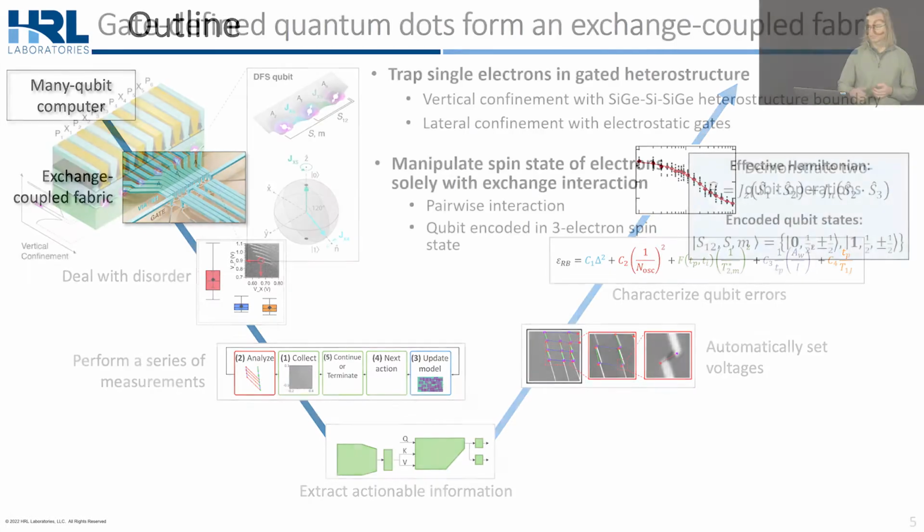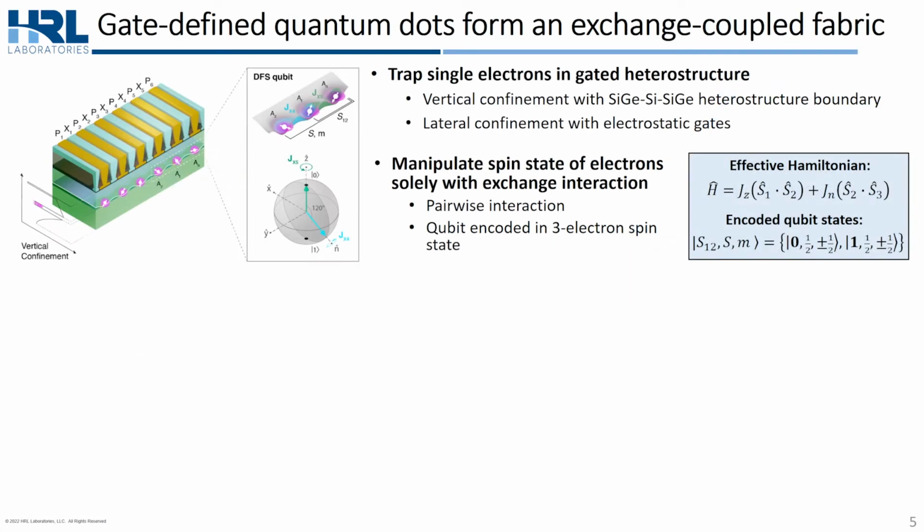We choose to implement quantum computation with an exchange-coupled fabric, and we do this by trapping electrons. And we confine electrons in the vertical dimension using a silicon-silicon germanium heterostructure, and then we confine them in the lateral direction using patterned metallic gates. And then we perform manipulations on the spin state of these electrons with pairwise interactions. And the pairwise interaction is effectively you couple individual spins, and so the interaction is diagrammed on the right here.